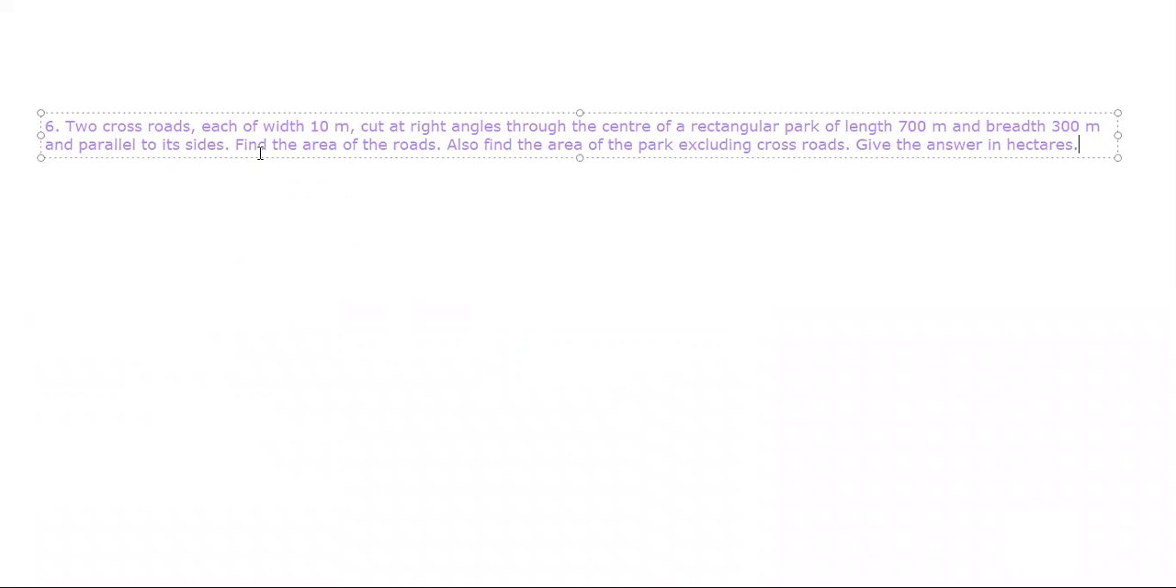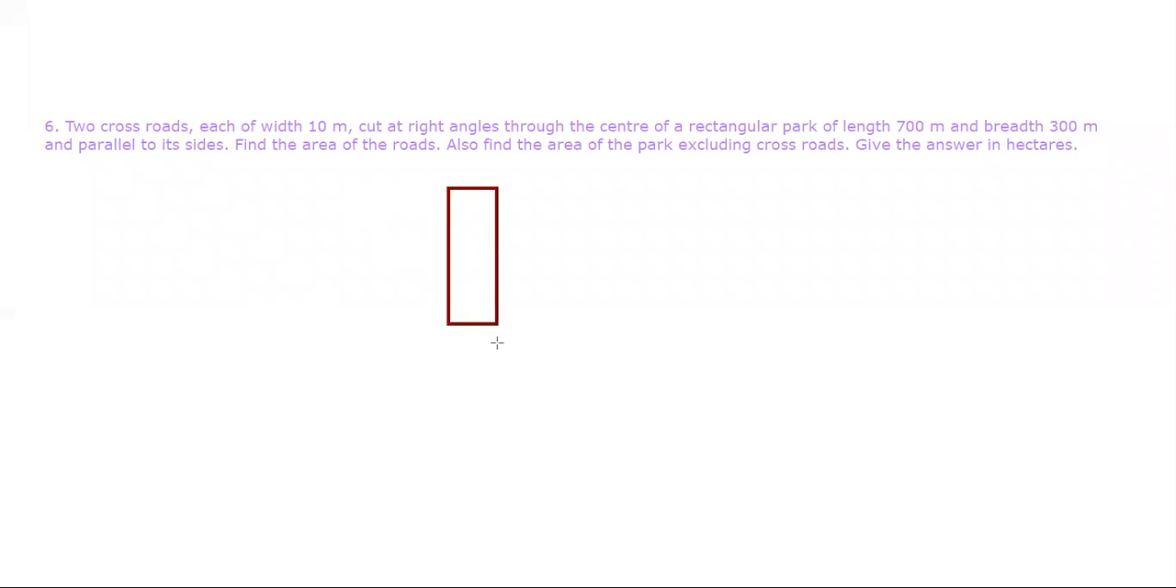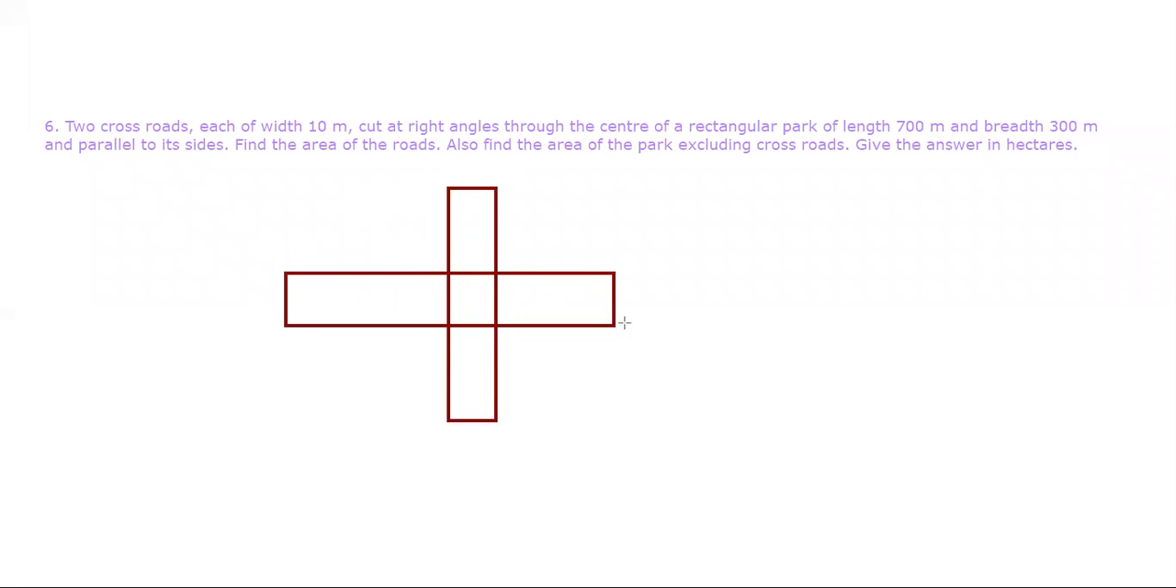It says that there are two crossroads, each with a width of 10 meter. So let us draw it. There is a road, each of two crossroads. This is what it means, two crossroads. The two crossroads cut at a right angle. So this is the right angle which is formed over here.